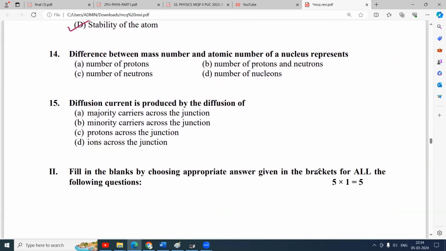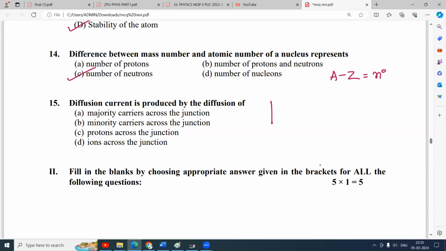Difference between mass number and atomic number of a nucleus gives. That means A minus Z. Atomic number is Z. So that gives the number of neutrons. Number of neutrons. See. Diffusion current is produced by the diffusion of.